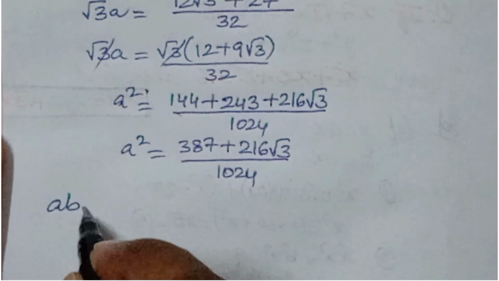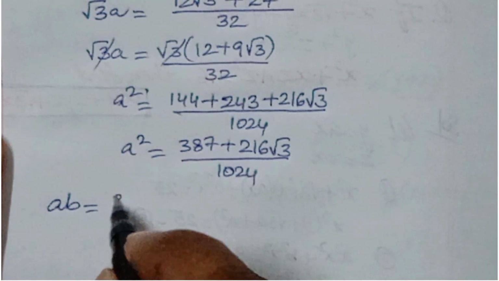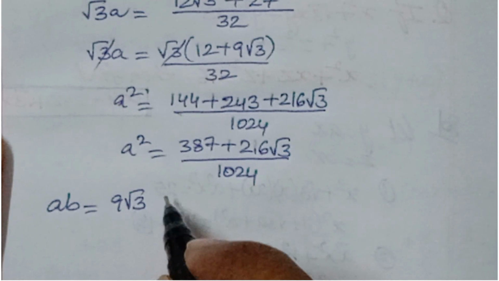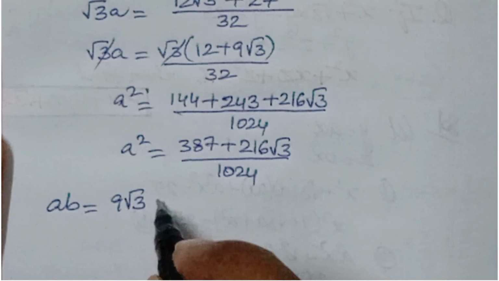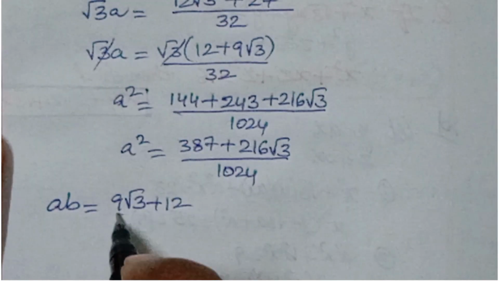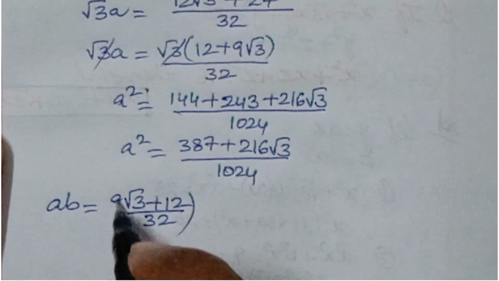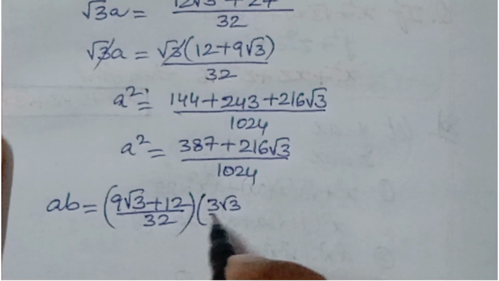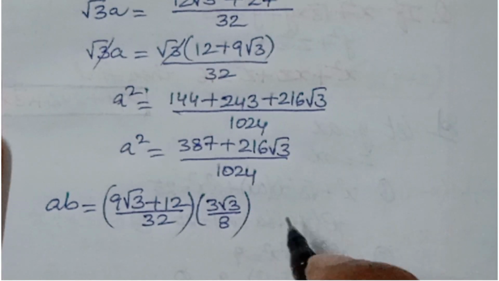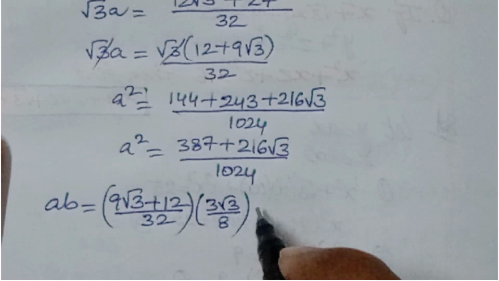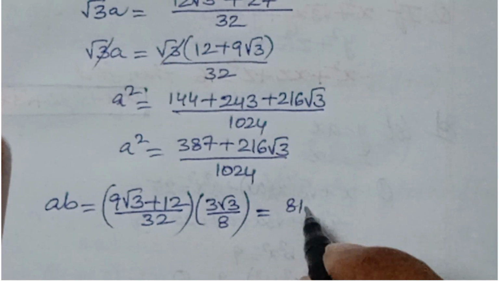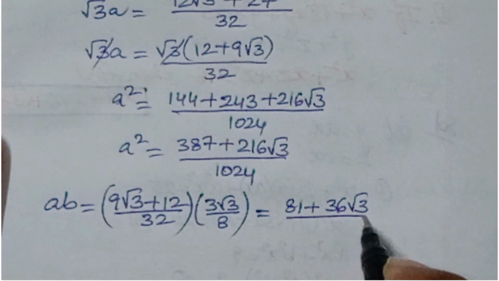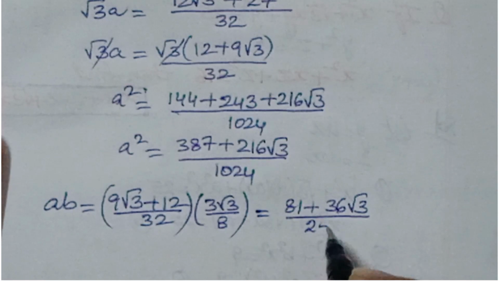Now I want to find ab value. A value is 9 root 3 plus 12 by 32, and b value is 3 root 3 by 8. So if you multiply these two, 81 plus 36 root 3 by 256.